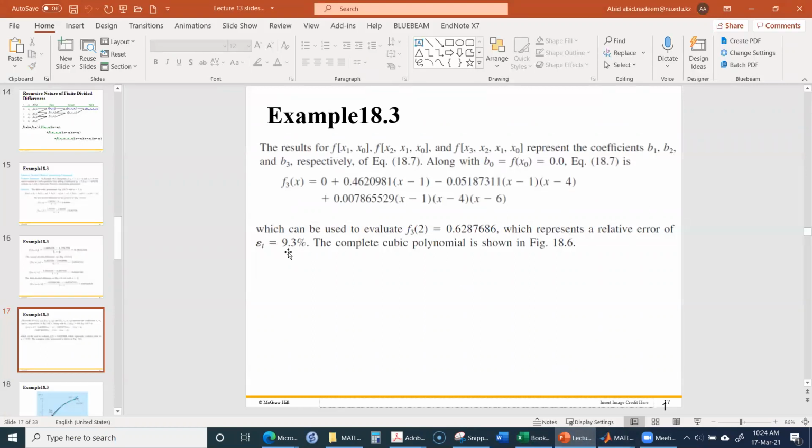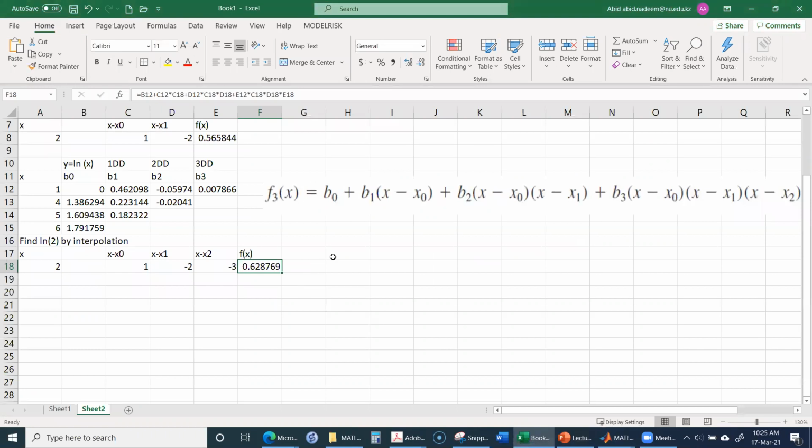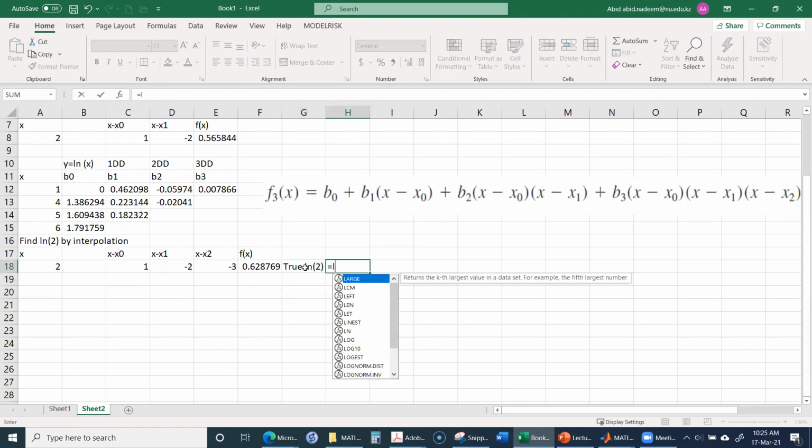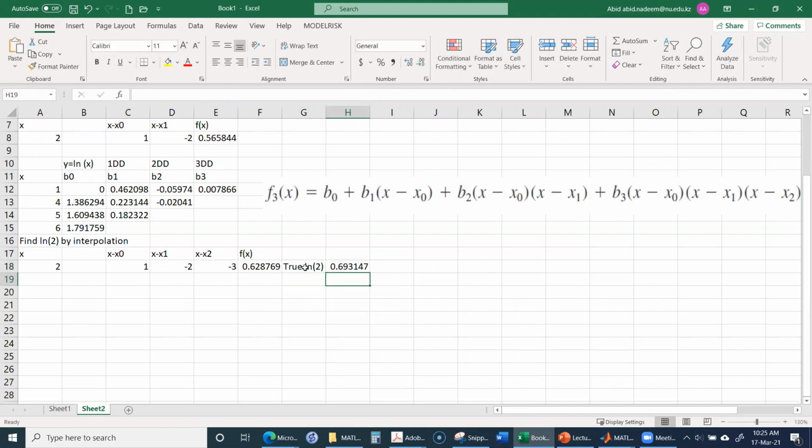So in this case, the percentage error is now 9.3%. As we can see, the greater the order of the polynomial, the less the percentage error. So this percentage error we can find from the true value. So the true value for the log of x is the true log of 2. So this is the calculated value, this is the true value.